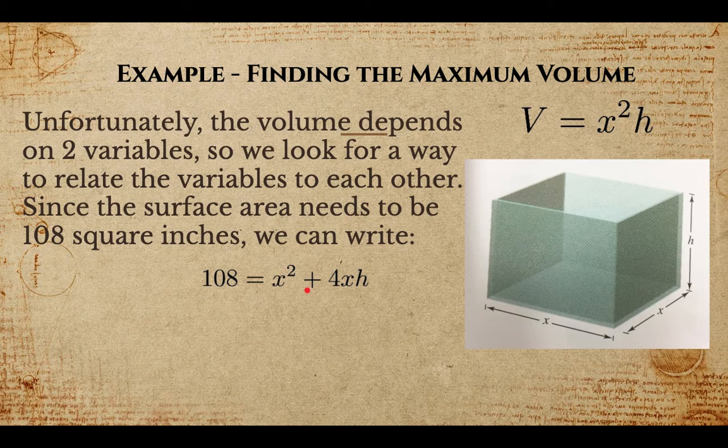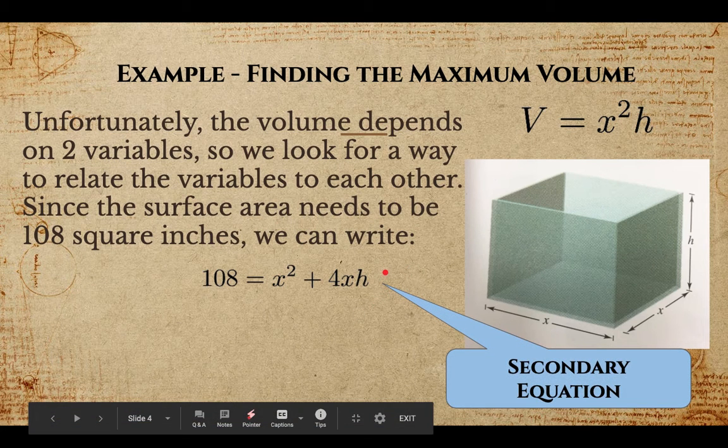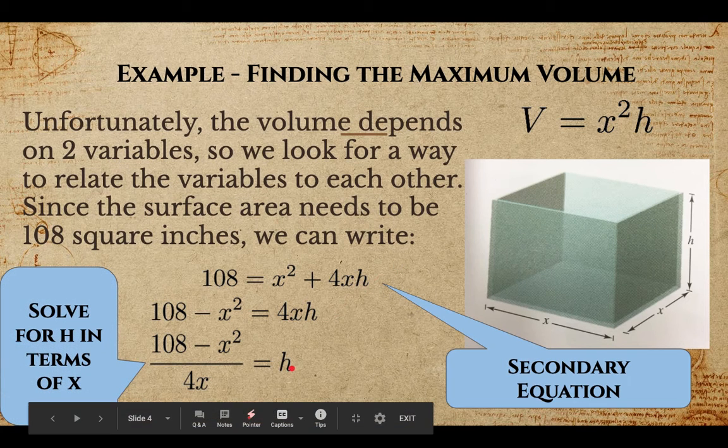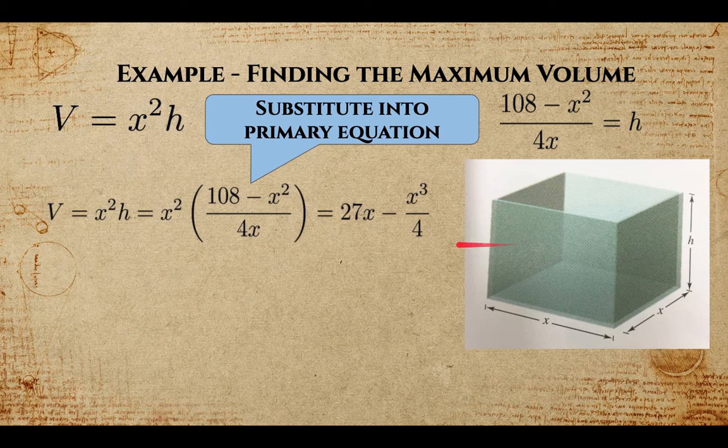We need to solve this for one variable to substitute into the other, and it would be silly to go for x because it's quadratic. Yuck. So we solve this, which by the way we call the secondary equation, for h. And now we can plug h into the original equation to get our new formula for volume, which is now 27x minus x cubed over 4. This is all in terms of x, so we can find the derivative and find the value of x that maximizes it.